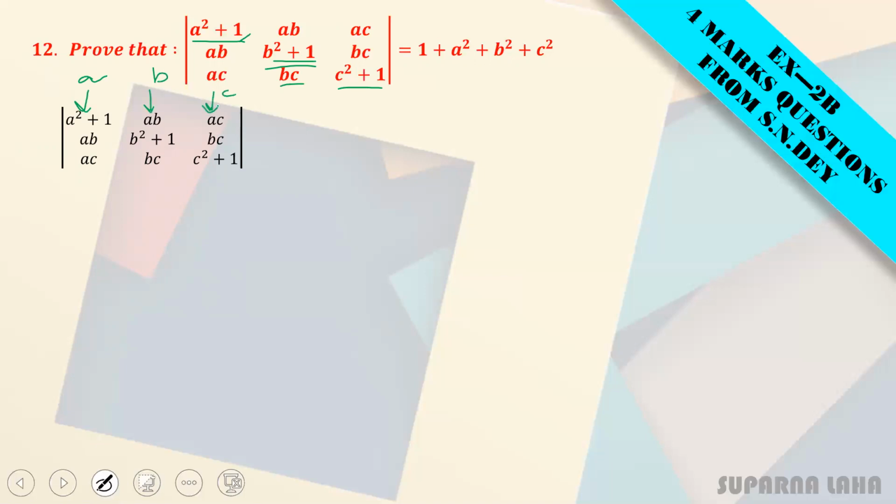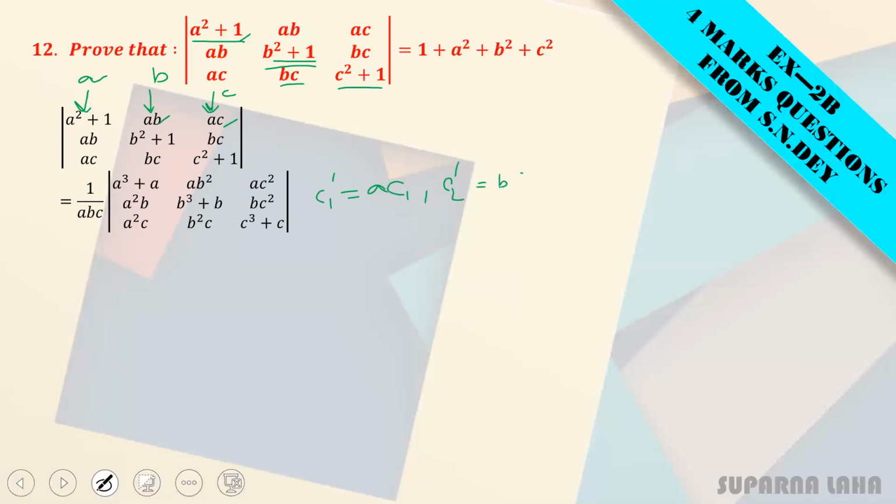You will get this a into a square plus 1, a into b square, and a into c square. And if we add them, so we will find a common 1 plus a square plus b square plus c square. So apply the operation, you will find this factor 1 plus a square plus b square plus c square. So what I'm doing, I'm multiplying this column 1 by a into C1, column 2 by b into C2, and column 3 by c into C3.